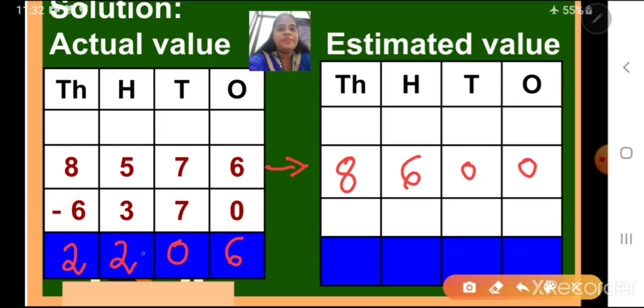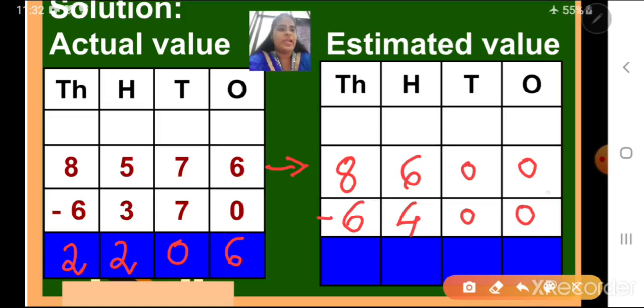The same way, here also you can see the number at 10's place is 7, which is bigger than 5. So we have to add 1 at 100's place. So the subtrahend will be 6,400.